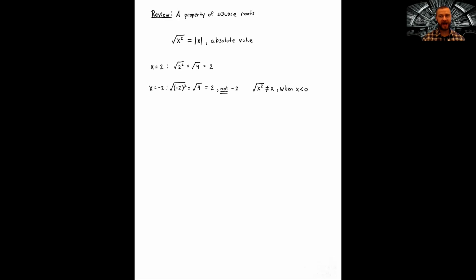Now, cancellation does not occur. In other words, we don't get the same number as we started with if x is negative. Let's go with x equals -2. Follow the order of operations, work within the innermost part, the parentheses. -2 squared is +4, square root of 4 is 2. The number we started with was -2. Here, squaring and then square rooting -2 does not cancel out and give you the number you started with, -2. It cancels to +2, which is the absolute value of the number we started with.